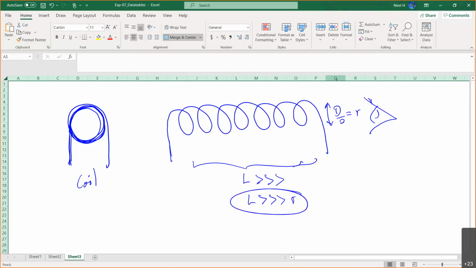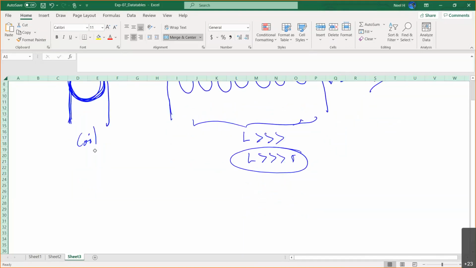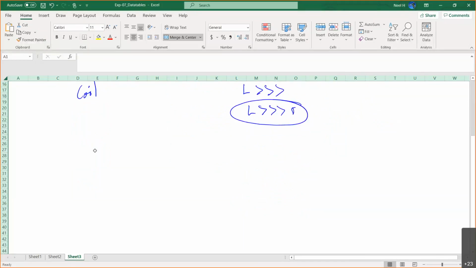That assumption is important to produce the formula we're looking into, but after we figure out the final equation, that equation is valid even when R and L are not super different. Let's say L is about 30 centimeters and R is 5 centimeters, the formula is still valid. Okay, let's take a look at what Ampere's law is first.